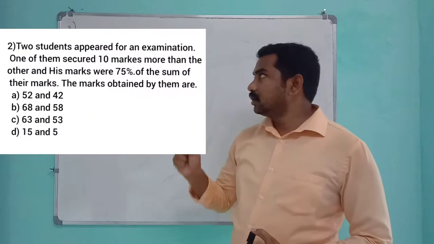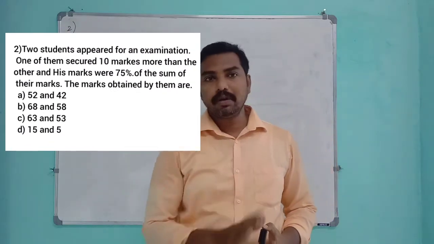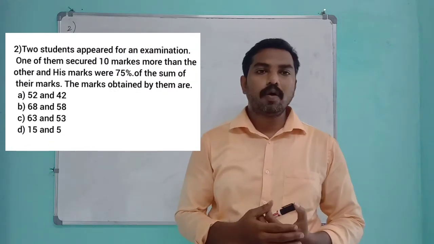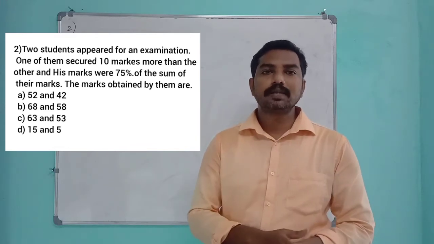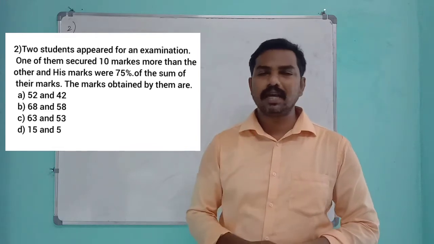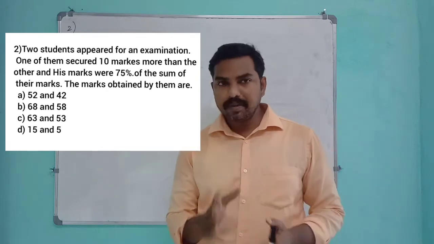Question number 2 is very much similar to the first question. One student got 10 marks more in one subject than the other subject, and his one subject marks are 75% of both the subjects. He is asking for the marks. So it is very much similar to the very first question.